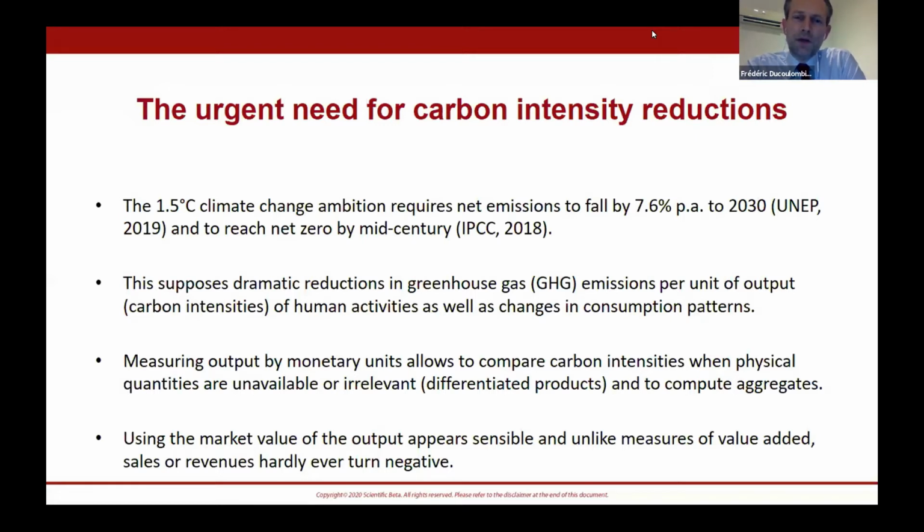But as soon as you start comparing things that are only similar without being identical, it becomes difficult. And if you compare products that may be substitutable but are of a different nature, then you can no longer use physical quantities to compute carbon intensity. And there, measuring output by monetary units will allow you to compare carbon intensities when you don't have access to physical quantities, or when they are not so relevant, as in the products are different.